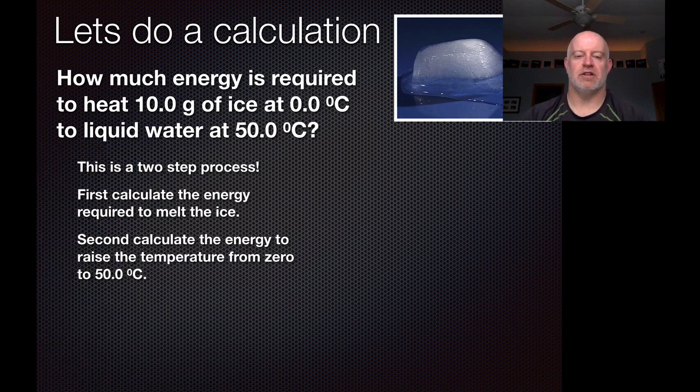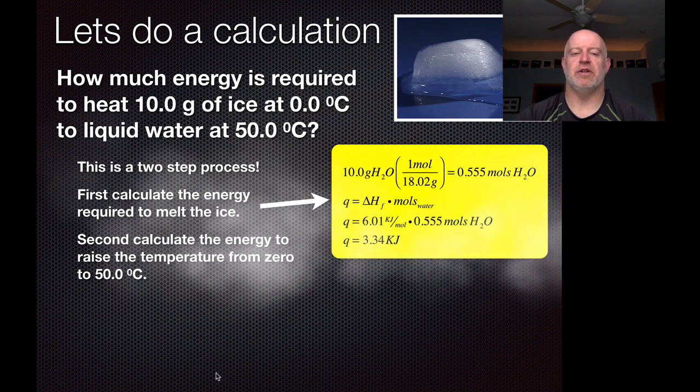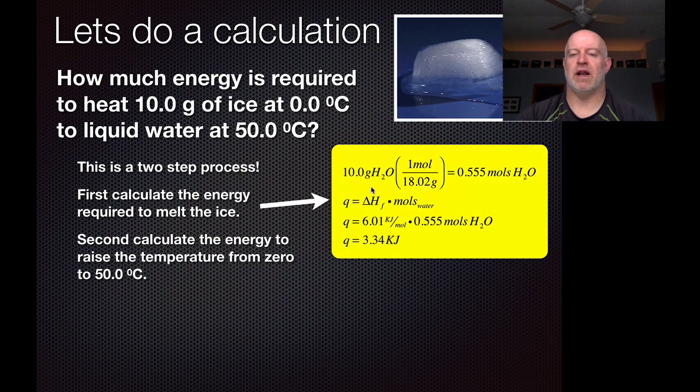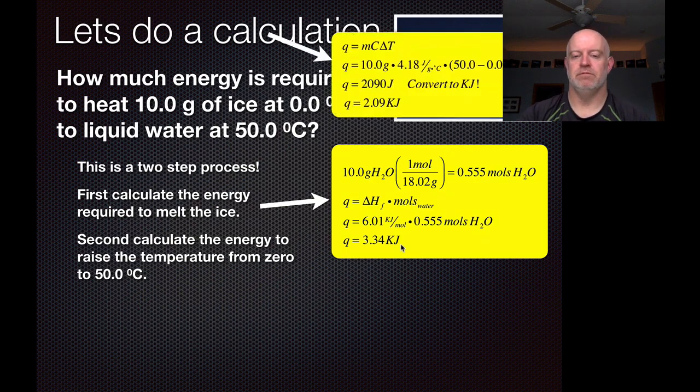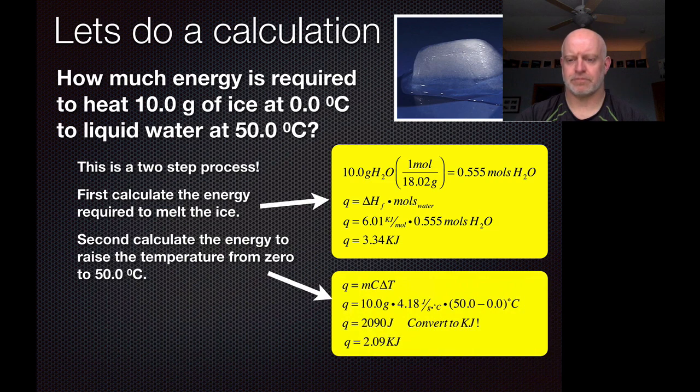If we take a look at our process here, the first thing we did is convert our grams of water to moles because we needed moles here. Here's our equation, took our moles times the heat of fusion, and we get 3.34 kilojoules, okay? That was just needed to melt. Now, the second leg of this, we had to warm it up from 0 to 50.